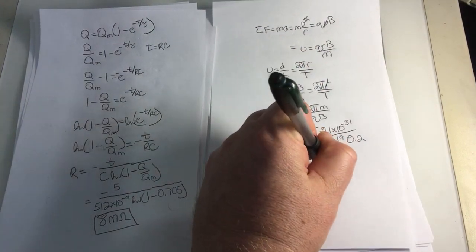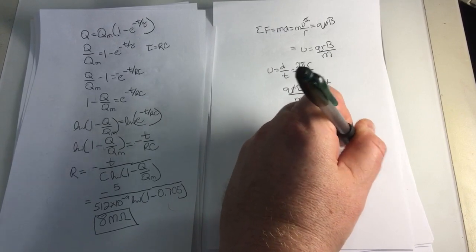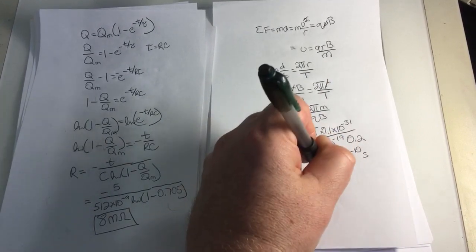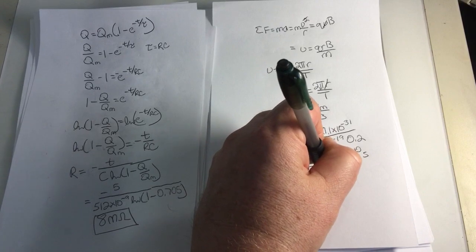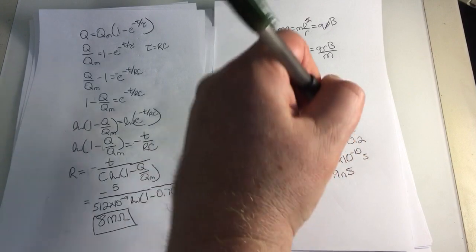So I get 1.79 times 10 to the negative 10 seconds, or you could say 17.9 nanoseconds.